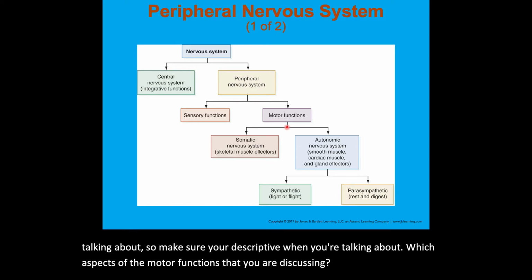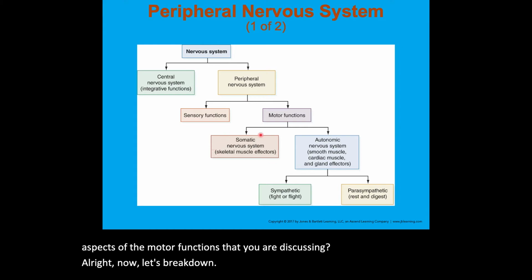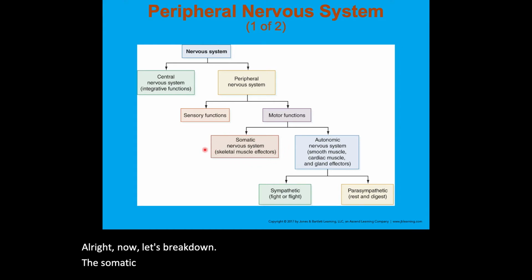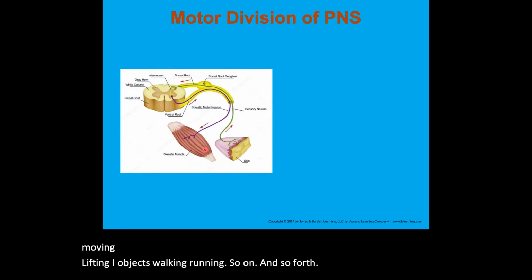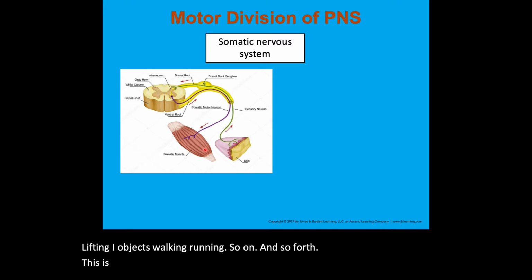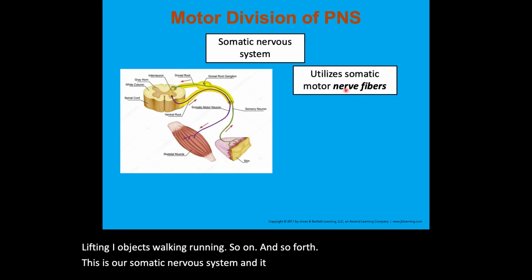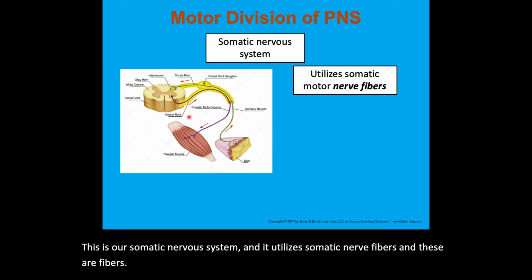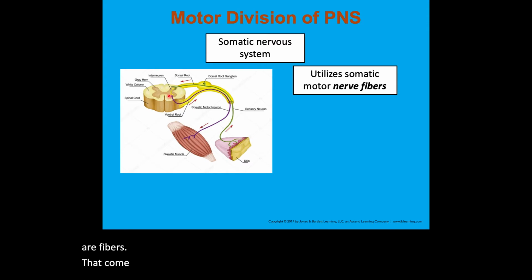All right, now let's break down the somatic nervous system. This is a little bit simpler because this is simply moving, lifting objects, walking, running, so on and so forth. So this is our somatic nervous system, and it utilizes somatic nerve fibers. And these are fibers that come from the spinal cord. So we have our muscle here, then we have some sensory here going on.